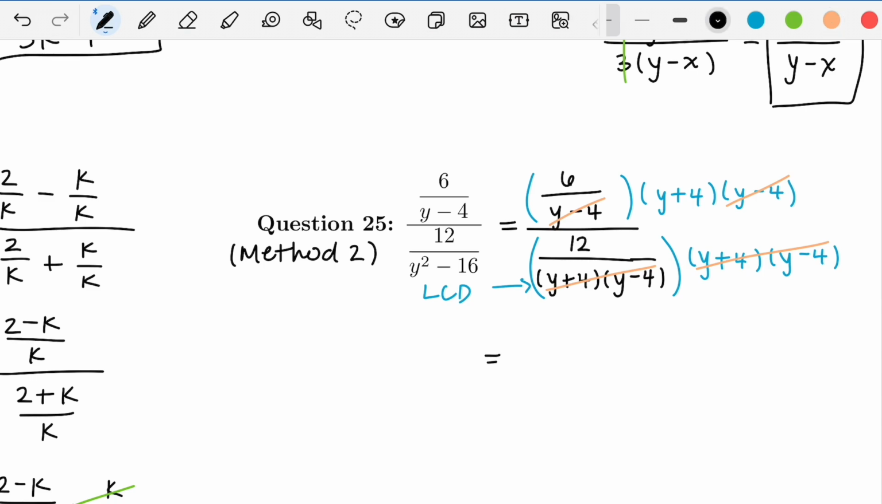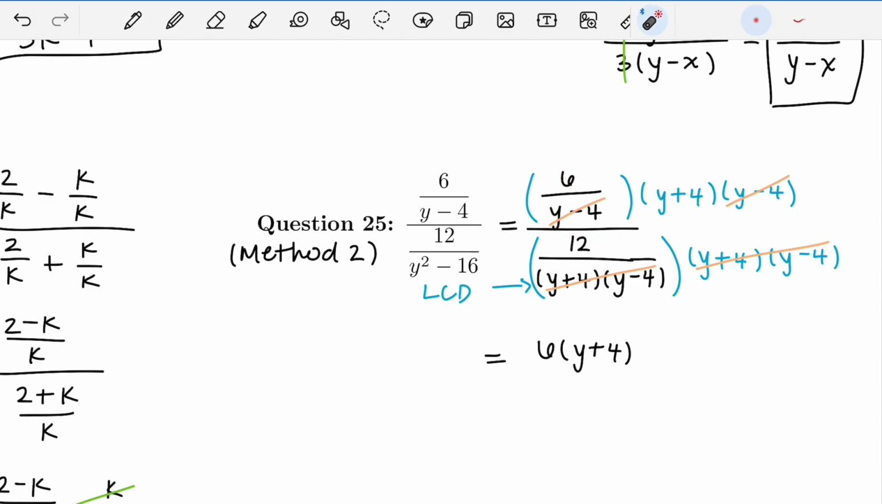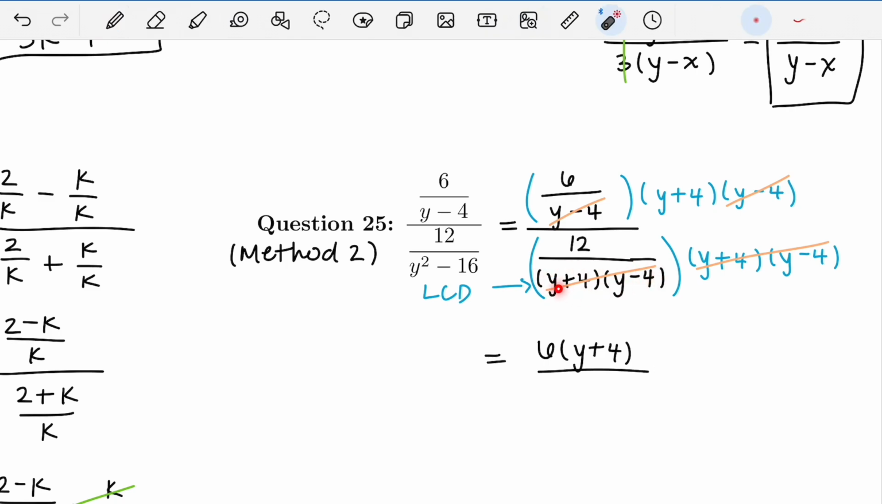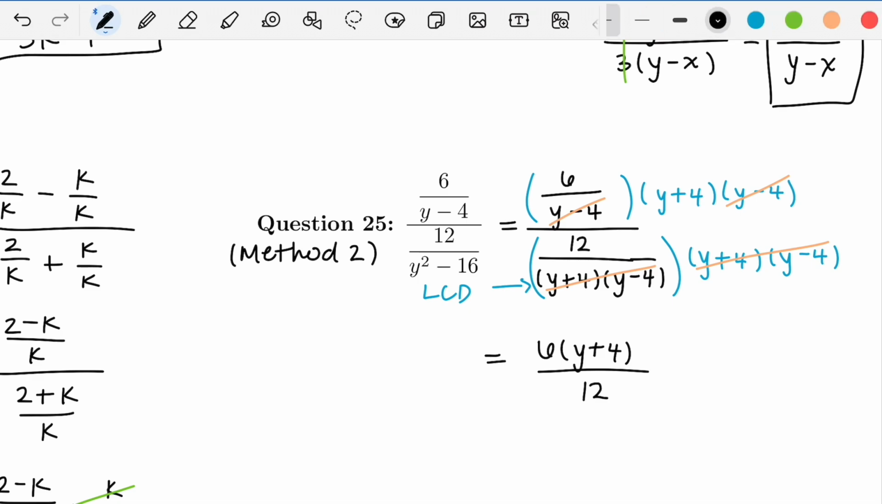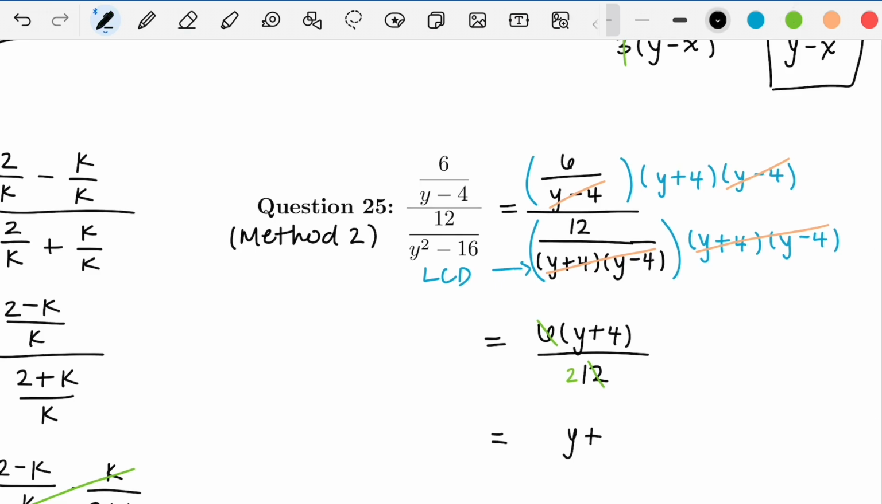So we're going to end up with 6 times y plus 4 in the numerator, right? We're just left with this guy times this here. Then in our denominator, our LCD in the bottom of this guy canceled with this, so we're just left with 12 in our denominator. From there, the 6 and this 12 is going to cancel. We're going to be left with 2 on the bottom, and then our final answer is just going to be y plus 4 over 2.